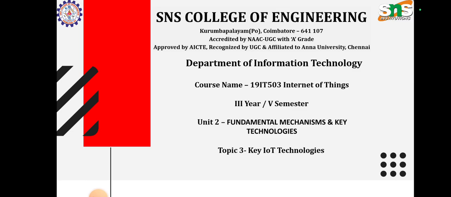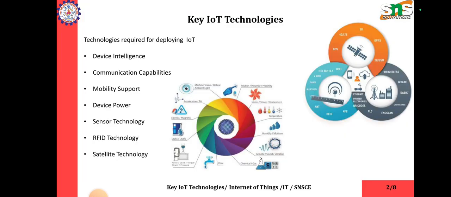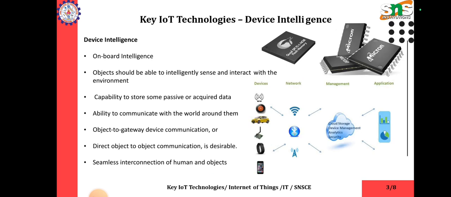Today in my lecture series we are going to see in detail about key IoT technologies, a topic in the subject of Internet of Things. Key IoT technologies mainly consist of the technologies required for deploying IoT: device intelligence, communication capabilities, mobile support, device power, sensor technology, RFID technology, and satellite technology. First, let us see device intelligence in detail.